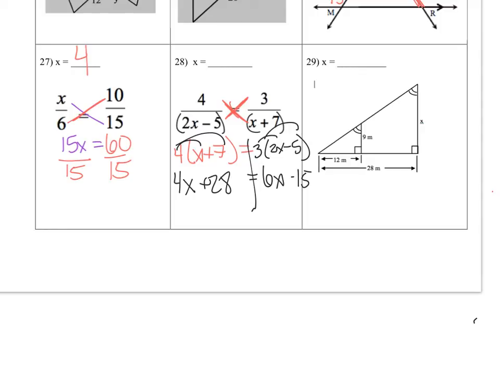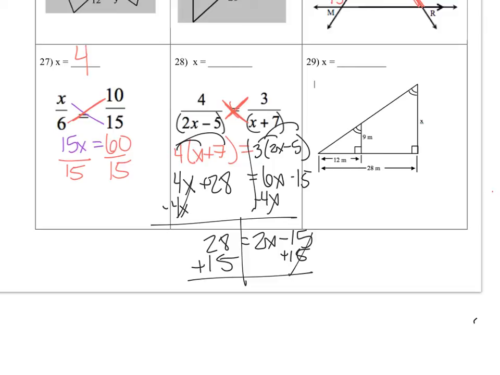Okay, you're going to move your smaller variable, so I'm going to subtract 4x on both sides. So I have 28 equals 2x. Bring down your negative 15. Okay, I'm going to keep going. I'm going to add 15 to both sides. So when I do 28 plus 15, you're going to get 43 equals 2x. Divide by 2 on both sides. And you're going to get x equals 21.5. Okay, just because you got a decimal doesn't mean you did it wrong.